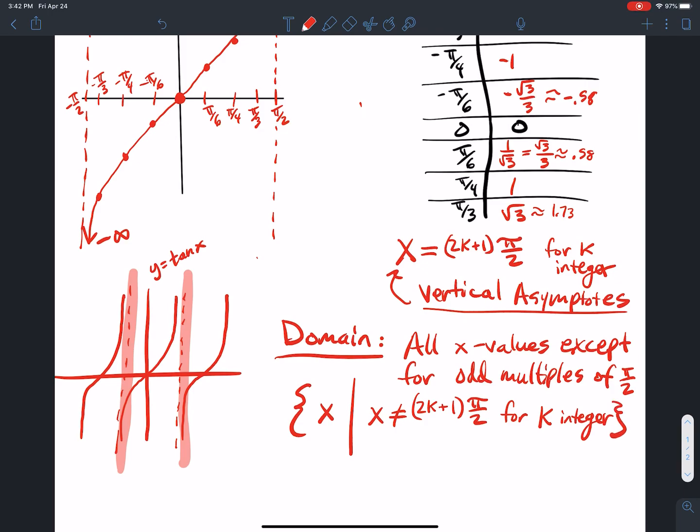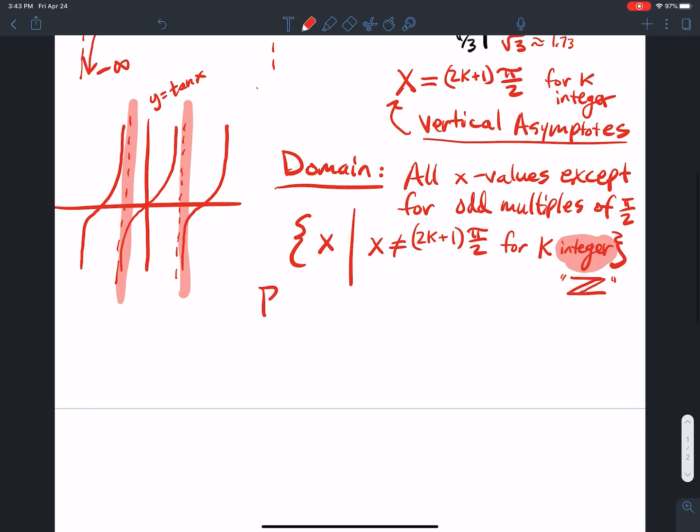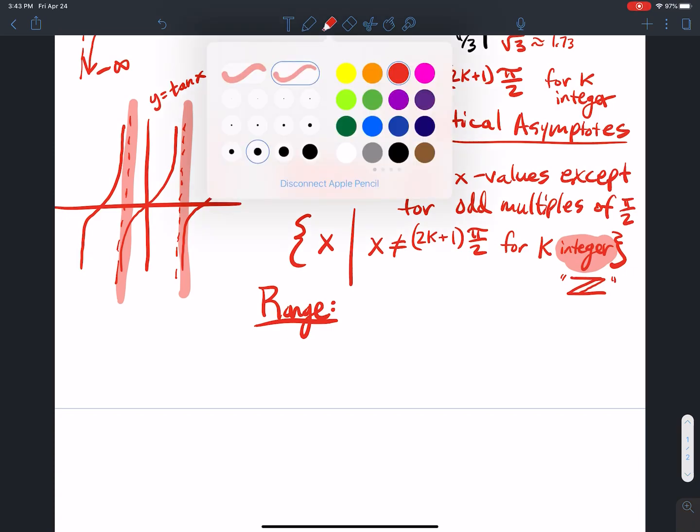Okay, so if maybe you have a more advanced class and they ask you to put it in set notation. Now an integer in set notation is represented by Z. Okay, so if you want to use that, that's fine. I don't care, but at the minimum, write it out in words, all x values except for odd multiples of pi over 2, because that's where the vertical asymptotes are. Now the range for the tangent function, this is going from what?